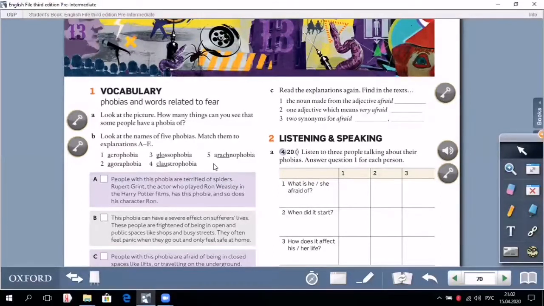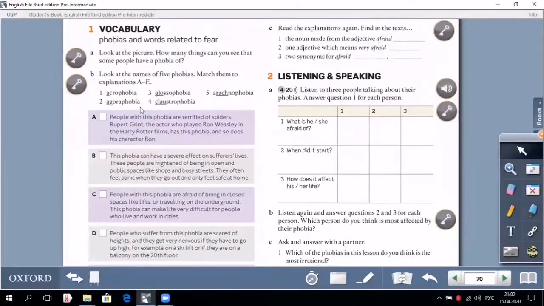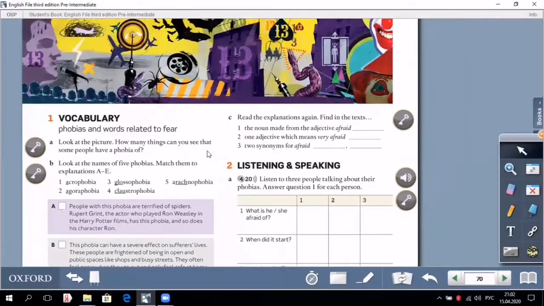Then we have arachnophobia. What is it, arachnophobia? Who knows? Arachnophobia is a fear of spiders. Most people are afraid of spiders, yes? So we have coped with this task, and now you should put all these words into the boxes. But first of all, you should read this part and put these words into each letter's box. Okay, I think we'll do it later.